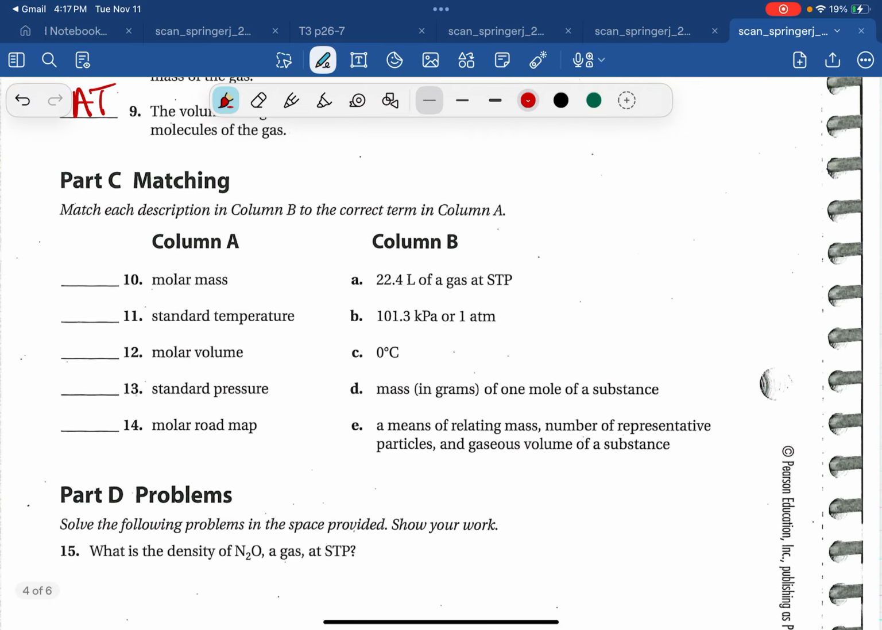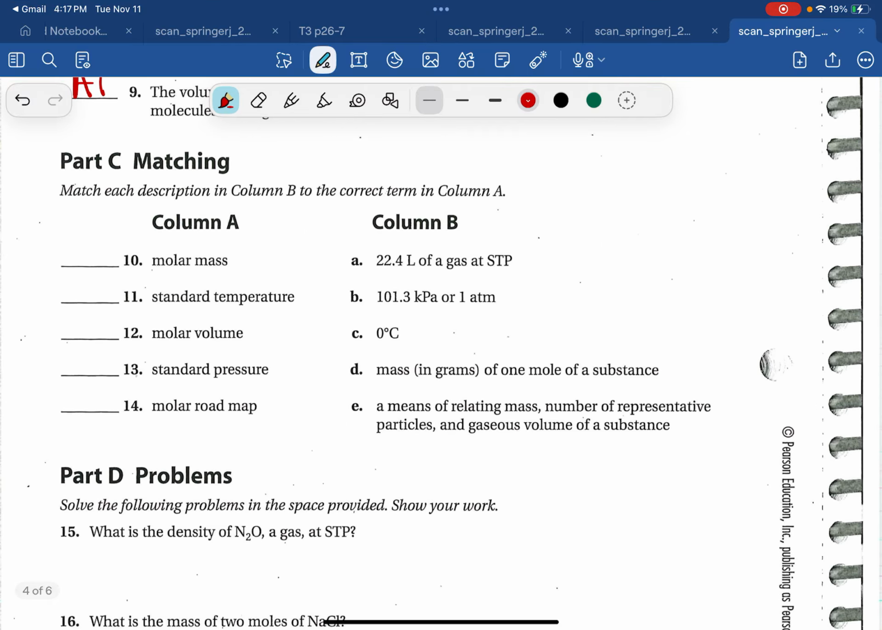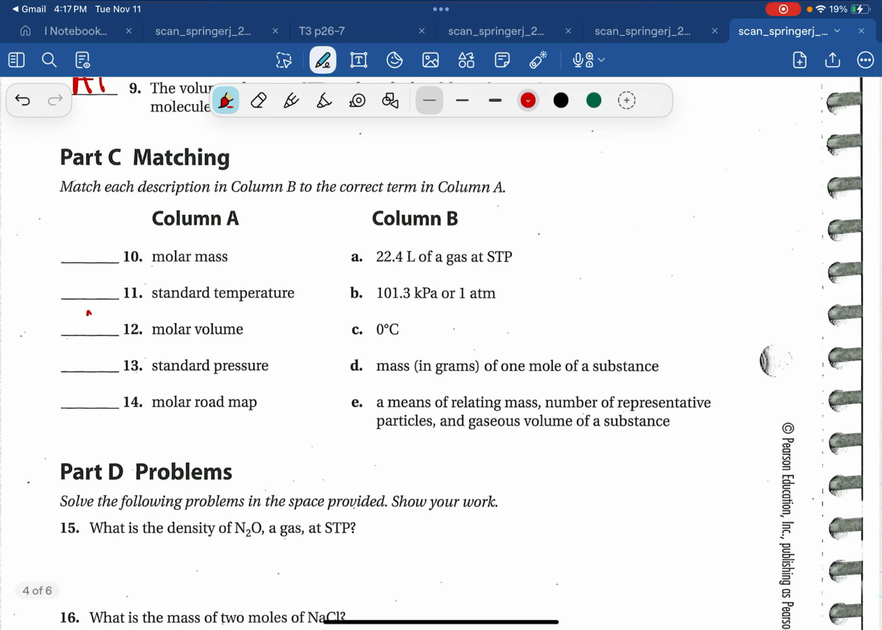All right, here we go. Matching. I believe 22.4 liters of a gas at STP. Anyone? I believe that's molar volume. Standard pressure. Anyone? Oh, I'm sorry, B, 101.3 kPa, 1 atmosphere. That's standard pressure. 0 degrees Celsius. That sounds like a temperature to me. Could that be the standard temperature? And mass in grams of 1 mole. That's molar mass, which leaves only E for number 14. And again, mole roadmap in the blue packet. It's a lovely document. You'll really enjoy using that.